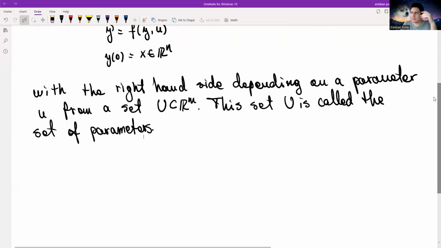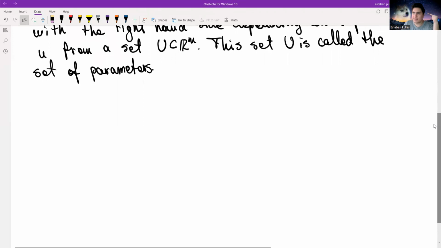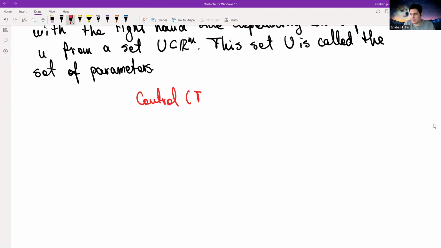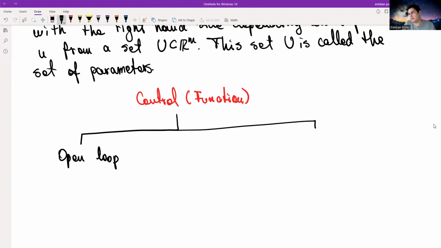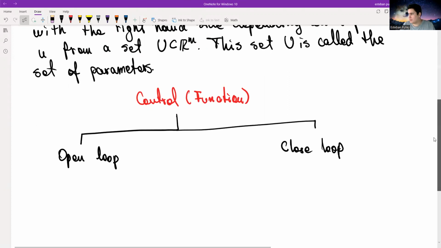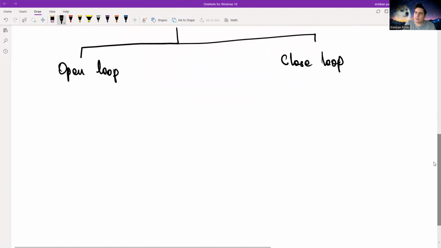Okay, a control basically is a function, but we can call a control in two ways. We can call it open loop and closed loop. Why are they different? Okay, what is an open loop?